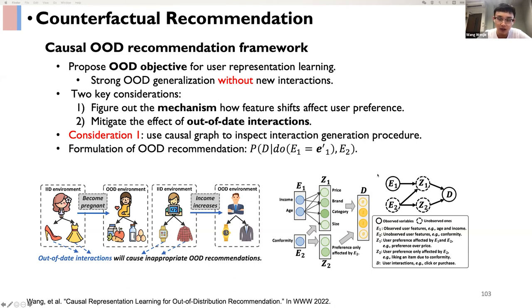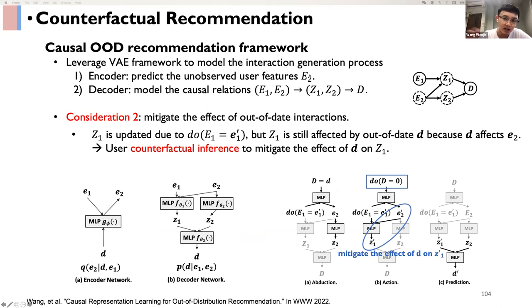So here in this figure, the user preference shift affected by the change of observed user features can be formulated as P(D | do(E1)). It means that we conduct an external intervention over E1 and force a change in the value of the observed user features. Similar to previous work, we can learn the structural functions from data based on this causal graph. We use the VAE framework to learn these structural functions. Then to mitigate the effect of outdated interactions, we also use counterfactual inference. We first estimate the path-specific effect of the outdated interactions, and then we mitigate the effect of the outdated interactions.